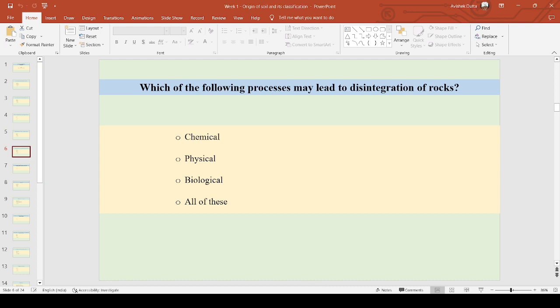Which of the following processes may lead to disintegration of rocks? The options are chemical, physical, biological, or all of these. Which of the following processes may lead to disintegration of rocks? Chemical, physical, biological, or all of these?